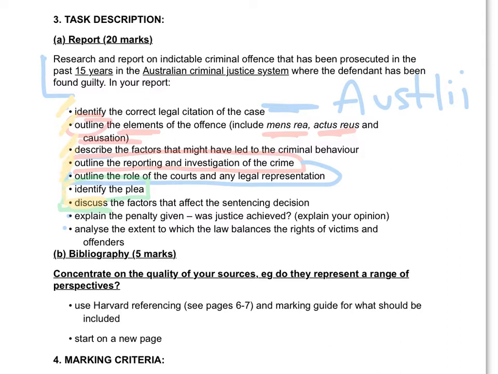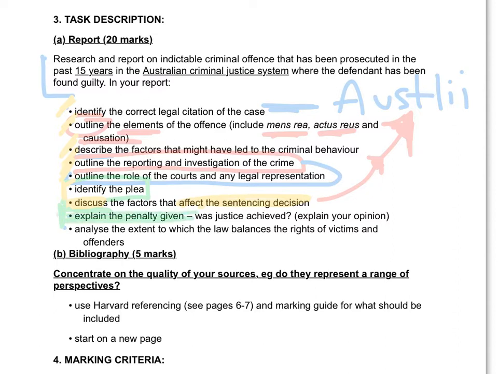Now, discuss. So discuss the factors that affect the sentencing decision. Why did the judge give the sentence that they did? Alright, so you may need to actually read the reasoning from the judge, which you should be able to find here. Why did the judge give that sentence? Think through, were there mitigating circumstances? Were there aggravating circumstances? Did they take background into account, etc., etc., etc.? And in doing so, I want you to then explain the penalty given.